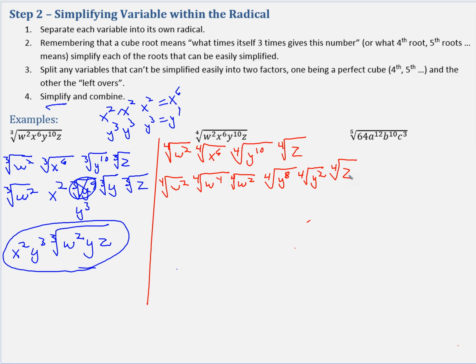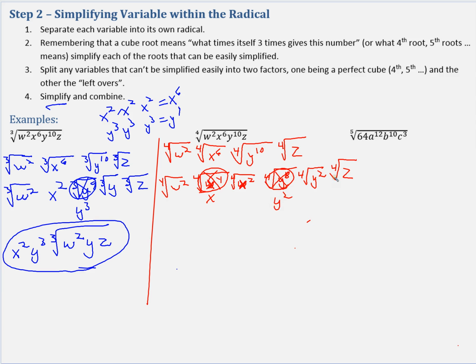And now we do our simplifying. I just noticed I wrote w's in here instead of x's, so these should be x's. This simplifies. The 4th root of x to the 4th, that's just x. This one simplifies. What times itself 4 times gives us y to the 8th? Well, that's y squared.